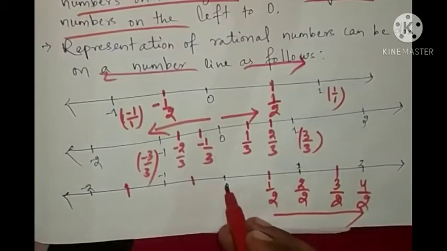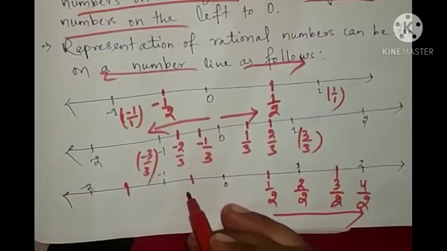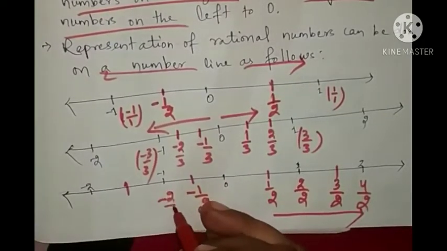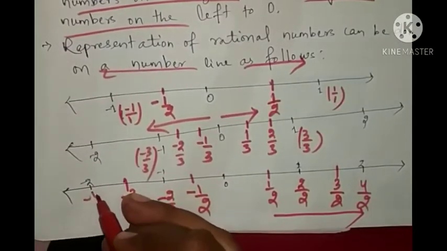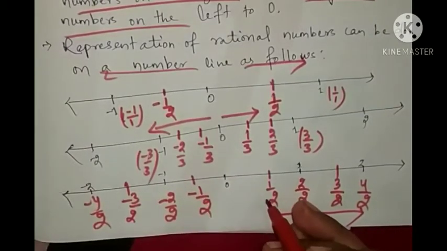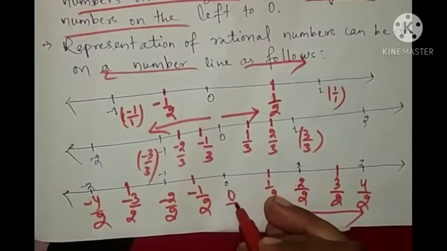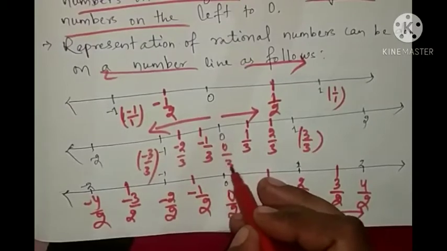Like this I can write 1 by 2 here, but on the left side what will I write? Minus 1 by 2. Then minus 2 by 2. Then minus 3 by 2. Then minus 4 by 2. Okay, so here what did we find out? And 0 can also be written as 0 by 2. Here also 0 can be written as 0 by 3.